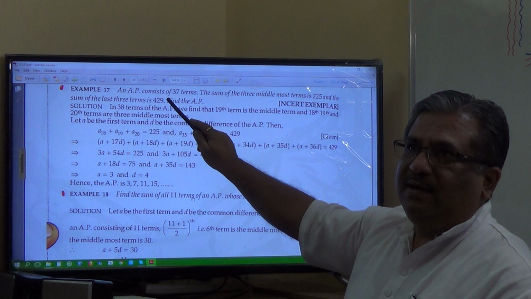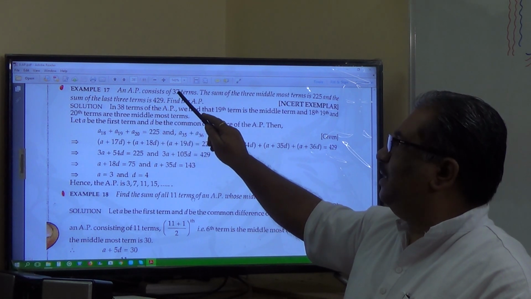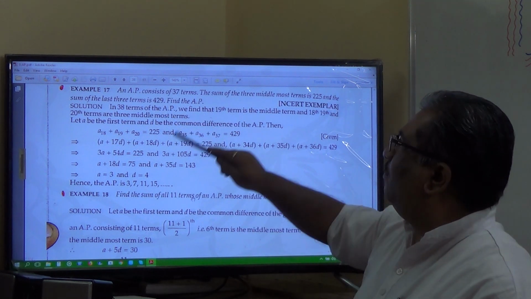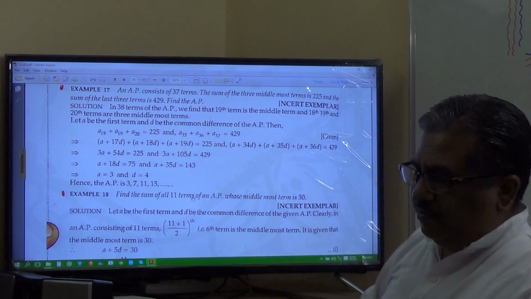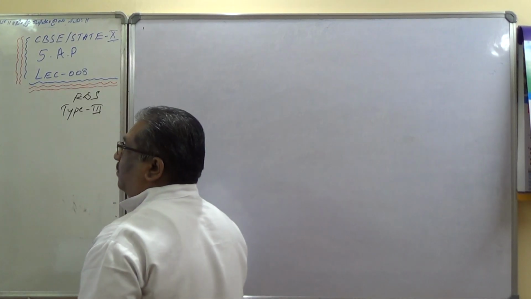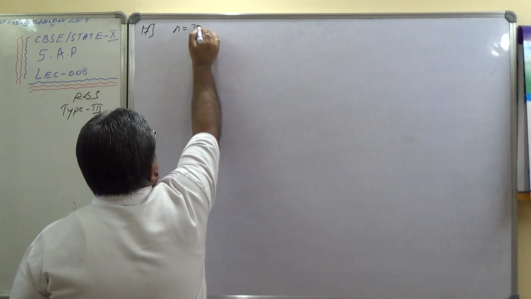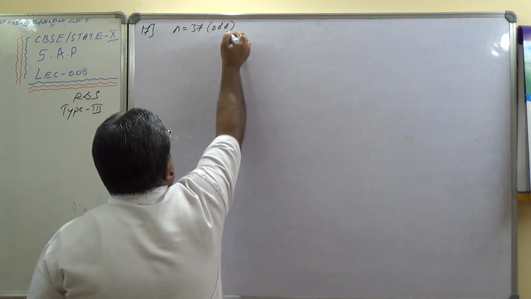37 terms are there. A35, A36, A37, sum is 429. Middlemost terms sum is 225. Simple. We'll solve this on the board. This is the 17th example. N equals 37 terms, which is odd.